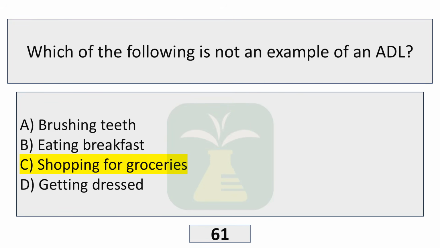Correct answer, C. Shopping for groceries. ADLs are activities of daily living. ADLs are personal tasks that one should be able to complete. There is an acronym to remember the 6 ADLs: D. Dress, E. Eat, A. Ambulate, T. Transfer, T. Toilet, H. Hygiene.